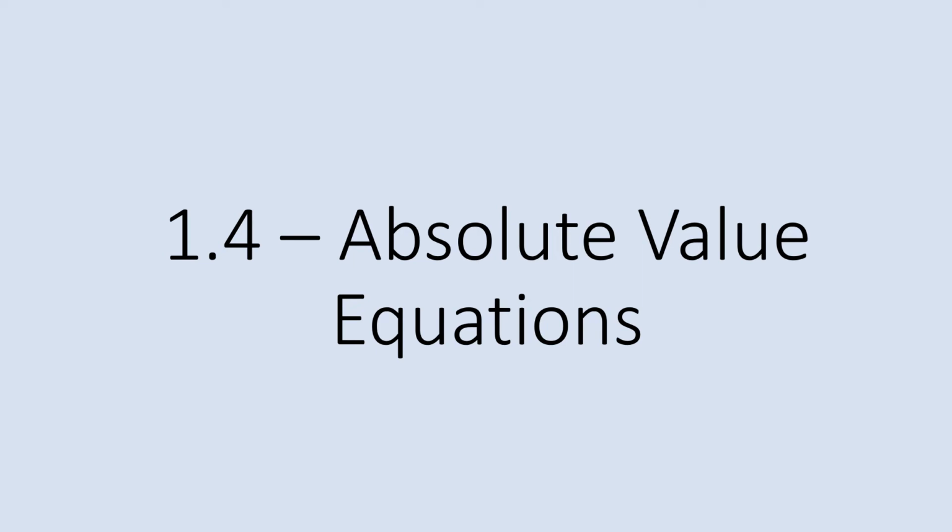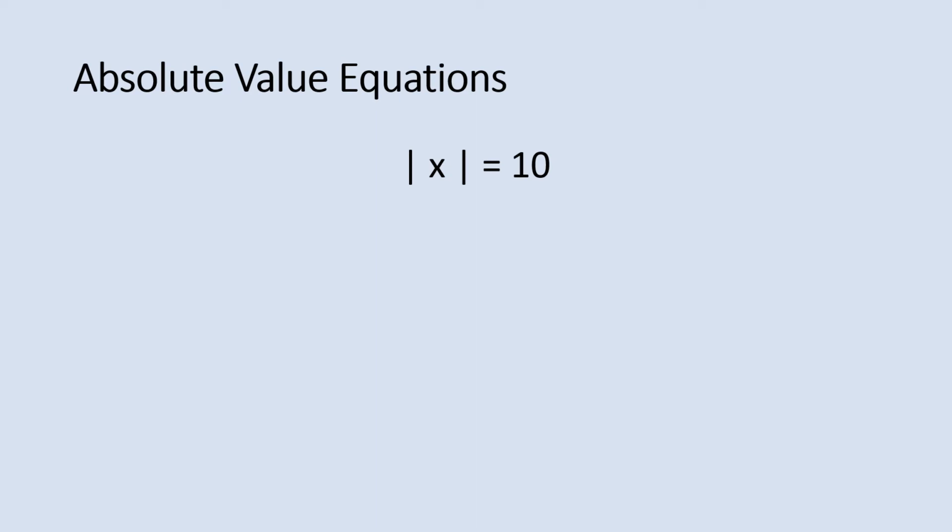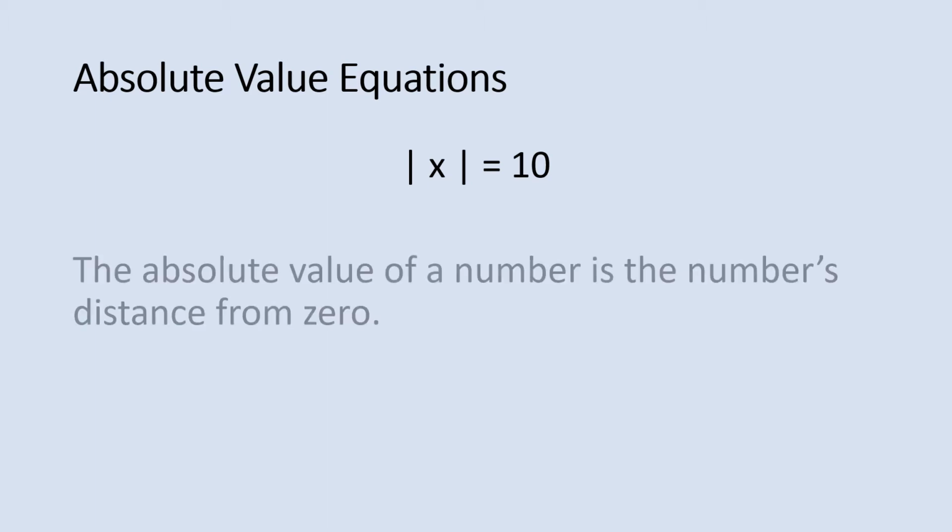Section 1.4, absolute value equations. First thing to note is the absolute value of a number is a number's distance from zero. So when we have an equation, like the one on the screen, absolute value of x equals 10, we want to find what are the values that x can take on that are 10 away from zero.